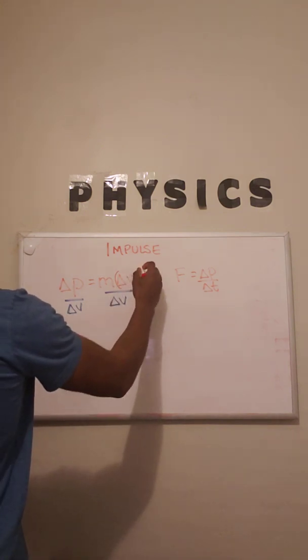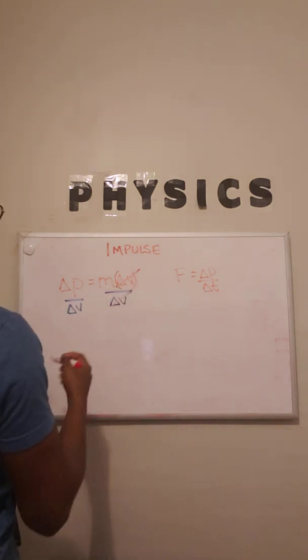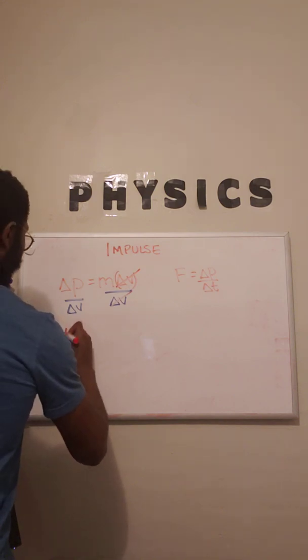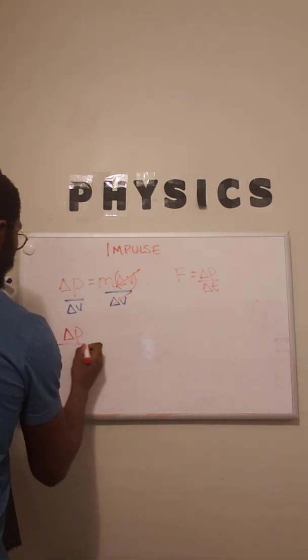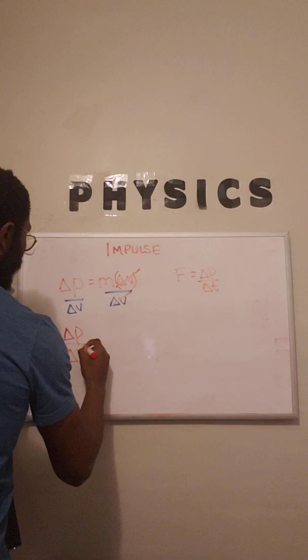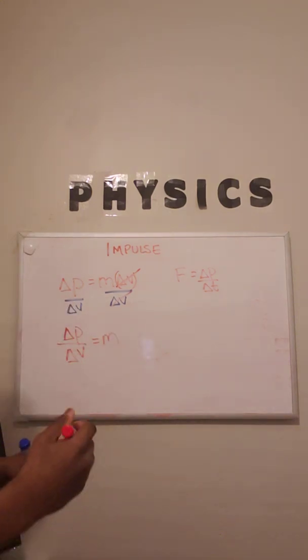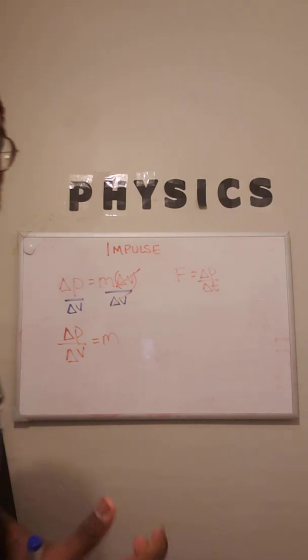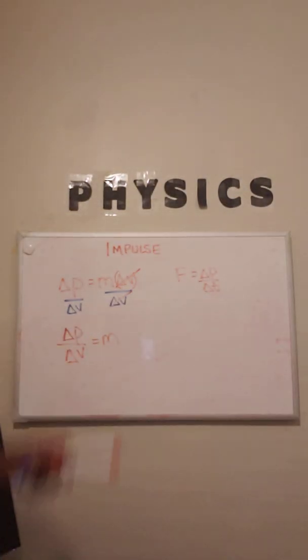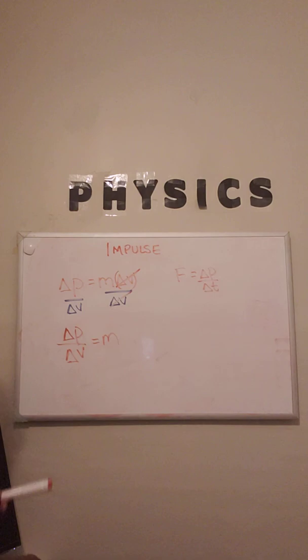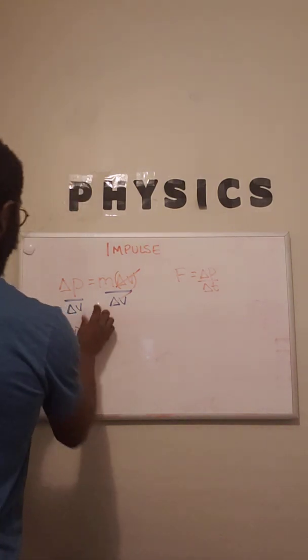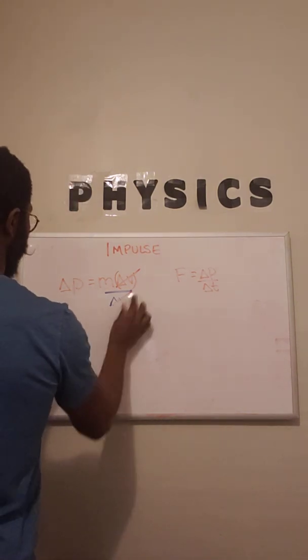So we're going to divide by delta v on both sides, and we can cancel it out. And now we're left with delta p, the impulse, divided by delta v, the change in velocity, is equal to the mass of the object. Okay? So very simple 3-variable equation, just solving for mass.